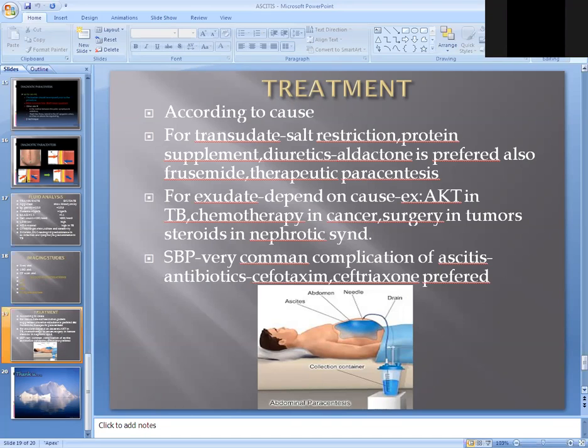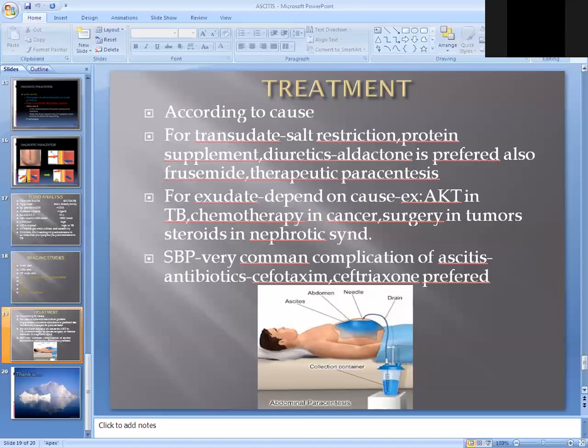So the most important treatment for transudate type of ascites is salt restriction, bed rest, fluid restriction, high protein diet, and diuretics. And then therapeutic paracentesis. Therapeutic paracentesis means you can remove 1 or 2 liters of the fluid from the abdomen in order to give relief from breathlessness, because distension of the abdomen causes the patient to feel breathless. So to give relief from breathlessness, you have to do therapeutic paracentesis, along with diuretics and salt restriction. That is the main treatment in transudate.